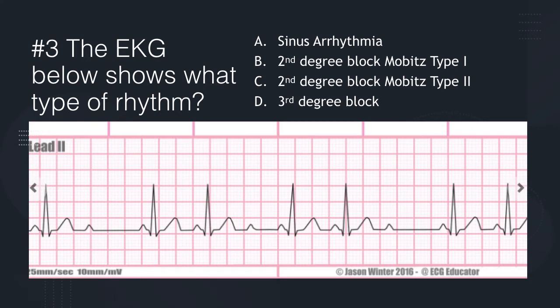Number 3, the EKG below shows what type of rhythm: A, sinus arrhythmia; B, second degree Mobitz Type I; C, second degree Mobitz Type II; or D, third degree block. This one you really have to remember what distinguishes these different types of heart block. We'll get into that in the next slide, but pay close attention to the P waves here. You see that the P waves preceding a QRS maintain the same PR interval, and then intermittently you have these non-conducting P waves that seem somewhat random and when they arise.